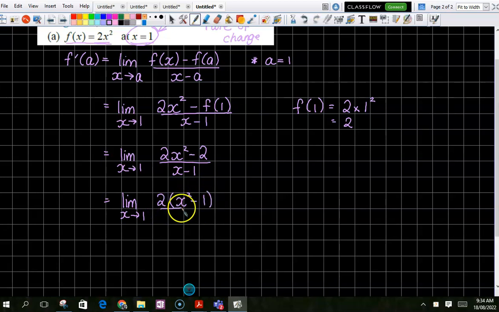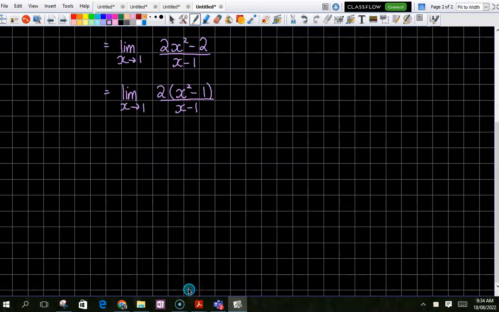x squared take 1. Oh, we're starting to get a little bit excited because when we see x squared take 1, we go, oh my God, I recognize you. What are you? Difference of 2 squares. Did you invite difference of 2 squares to the party? No. Limit x tends to 1. x take 1, x plus 1. And so now this requires a colour change.